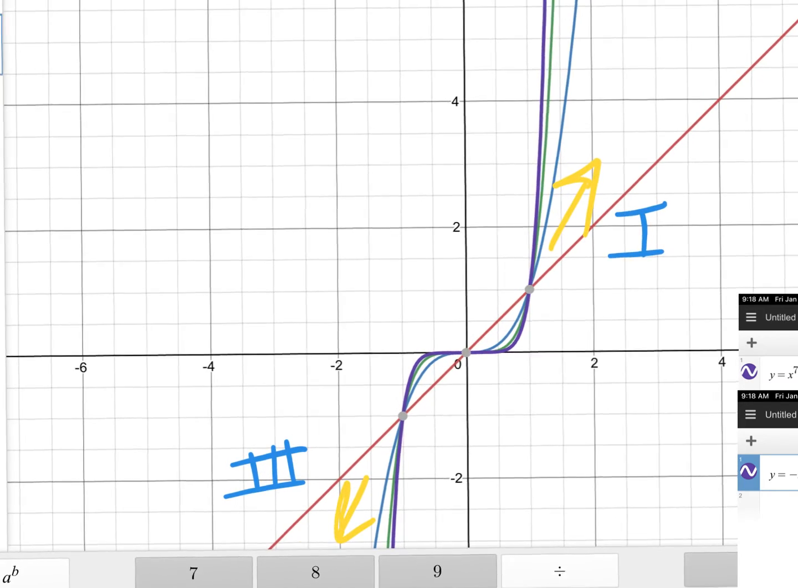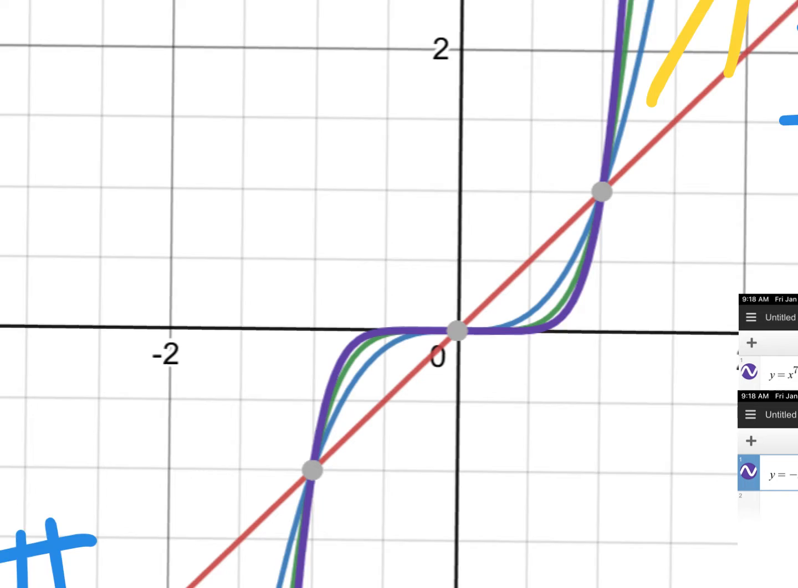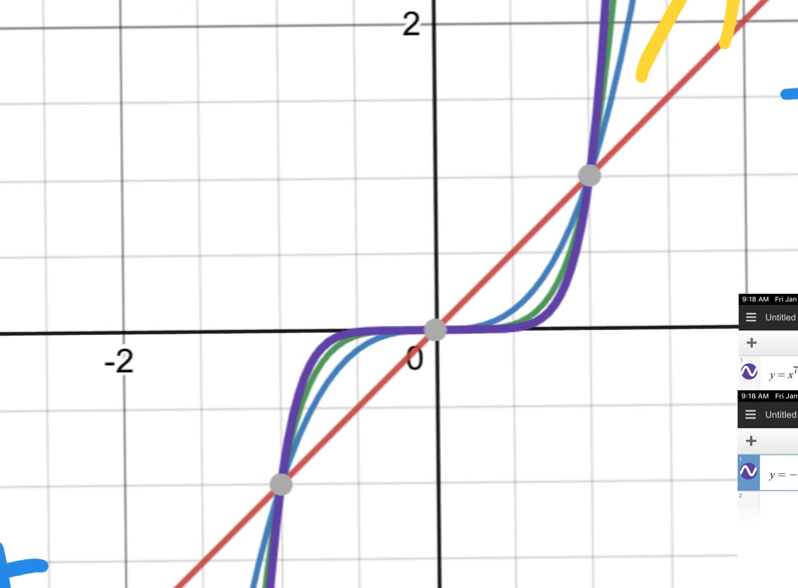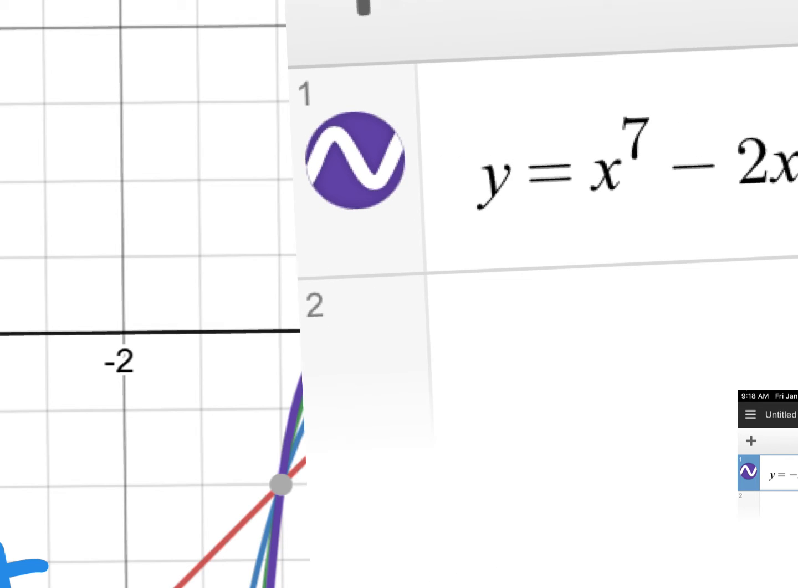Now, it's really hard to tell the difference between which one's which, but I believe this was x to the 1, y equals x to the 3rd, x to the 5th. That purple one is x to the 7th, y equals x to the 7th.